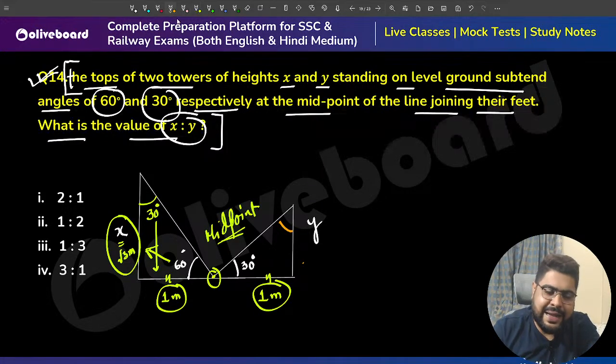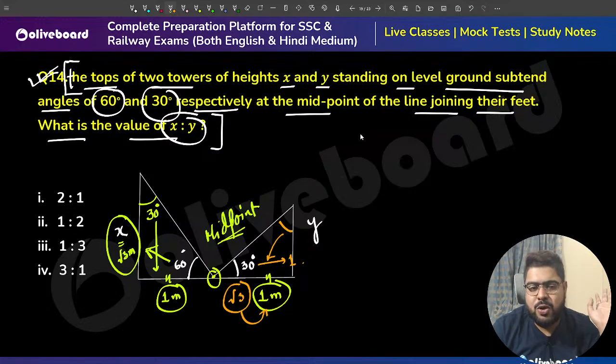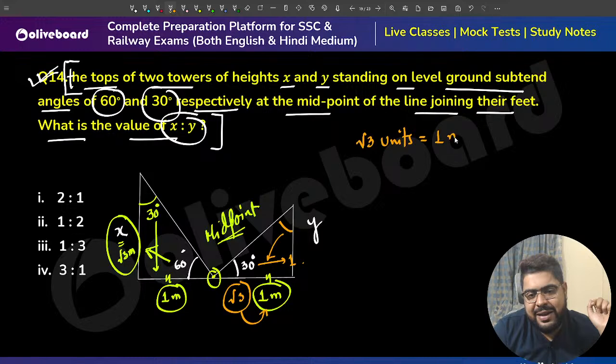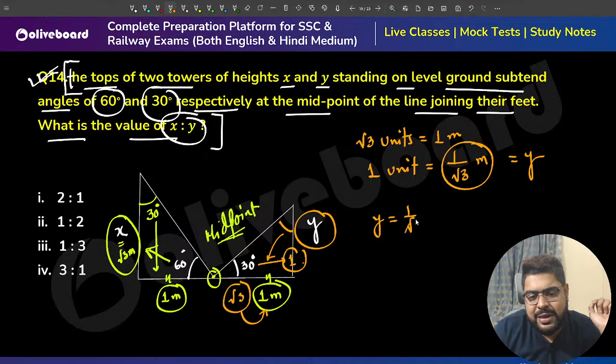Now again take this. This is root 3 units and this is 1 unit. Now root 3 units is equal to 1 meter. So 1 unit will be how many meters? 1 unit will be 1 by root 3 meters. That is nothing but y. So y value is 1 by root 3 meters.